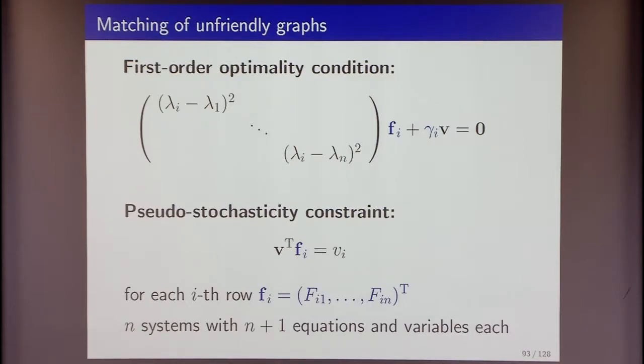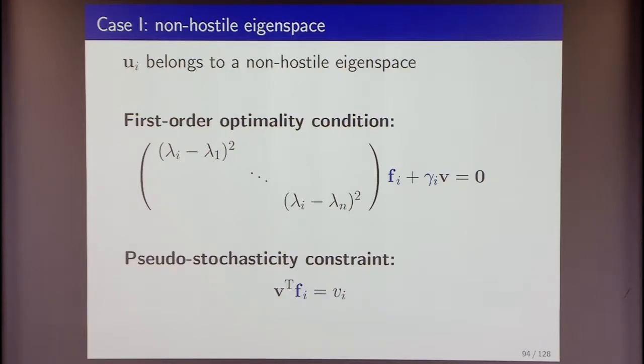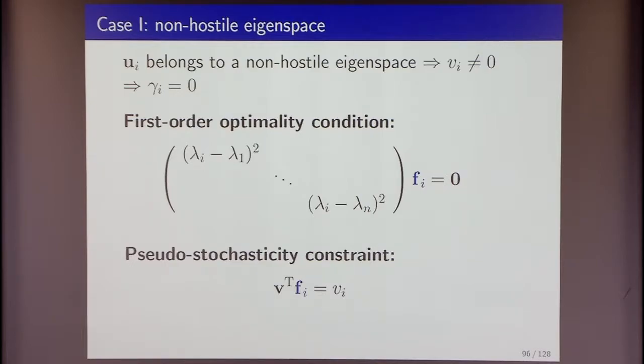So let's see what happens when I have unfriendly graphs, and let's distinguish between two cases. If I have a non-hostile eigenspace, then I know that v_i is distinct from 0, and by the argument we had before, I can say that gamma_i will be equal to 0. So I can eliminate this second term, and I now have n unknowns with n plus 1 equations, but this matrix actually has a lot of basically missing equations.